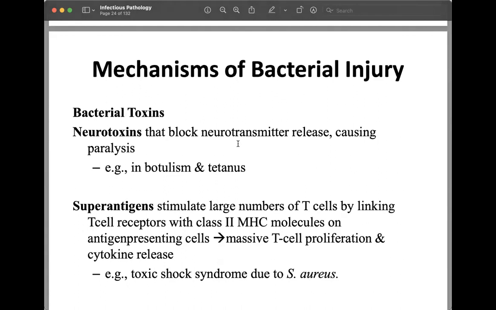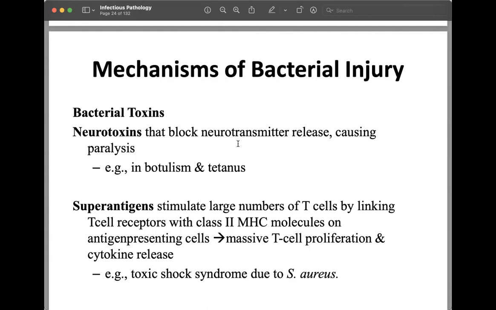Neurotoxins are toxins that block neurotransmitter release, and the most important ones are produced by the Clostridium family. Clostridium tetani causes spastic paralysis, and Clostridium botulinum causes botulism and flaccid paralysis. We usually see botulism in canned goods that were not properly sterilized.